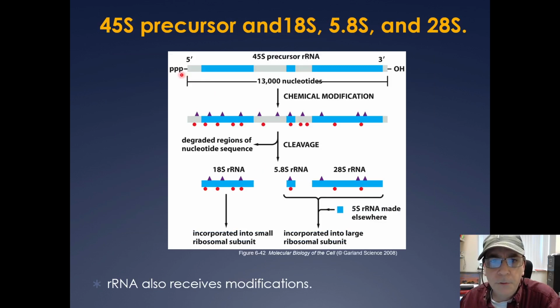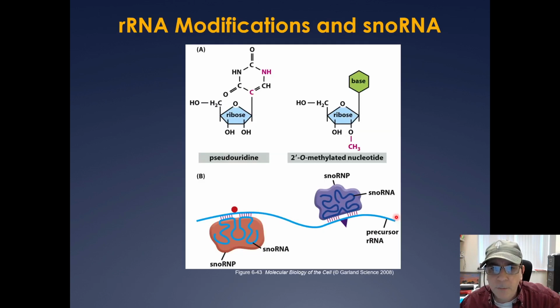So you end up producing a 45S precursor ribosomal RNA that gets processed and cleaved into an 18S RNA, a 5.8S RNA, and a 28S RNA. Okay, and the 5S RNA is made elsewhere. And these red circles and purple triangles represent chemical modifications that occur to the ribosomal RNA. So the ribosomal RNAs are getting modified. And here are the modifications.